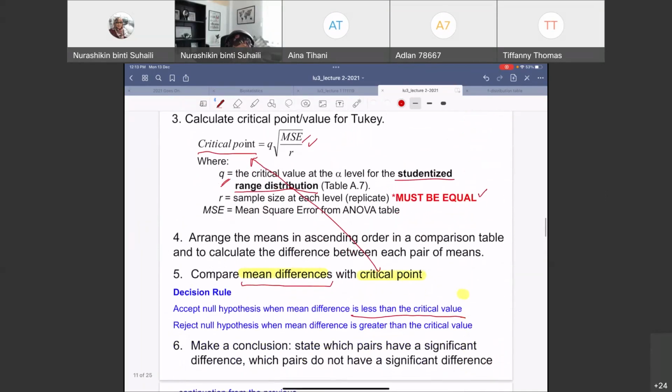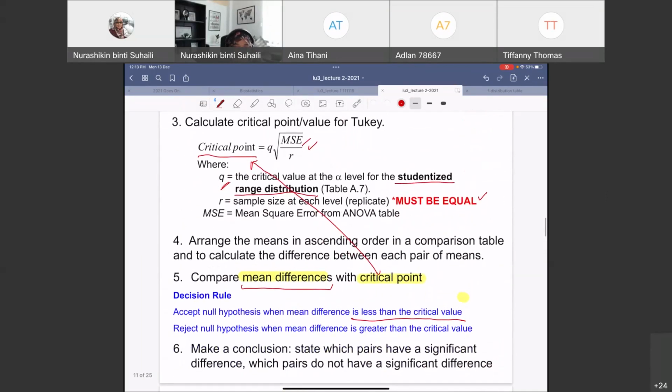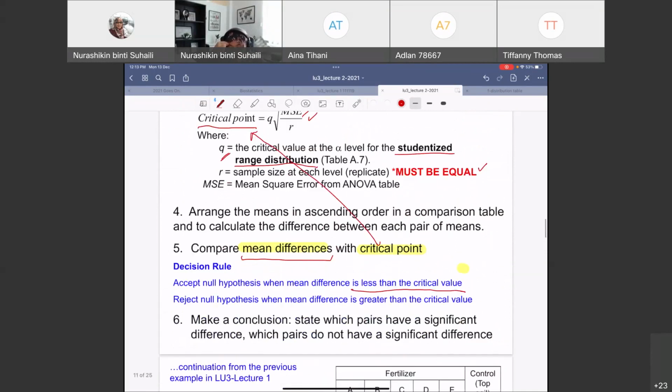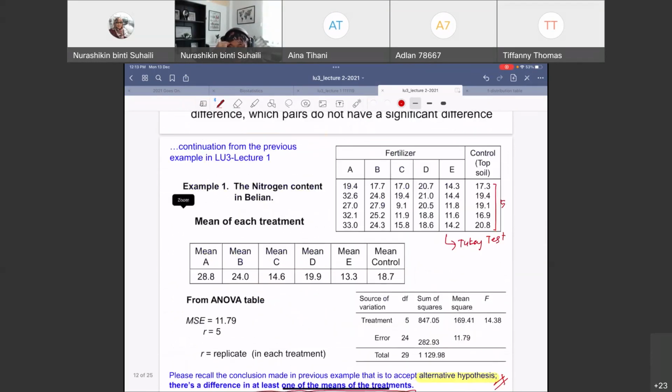And then step 3 is to calculate the critical point by applying this formula. From the previous ANOVA table, you know the MSE, and you know what R is. The sample size is 5, so R is 5.